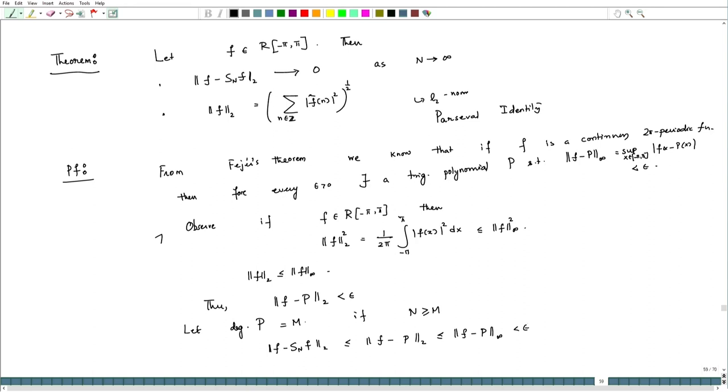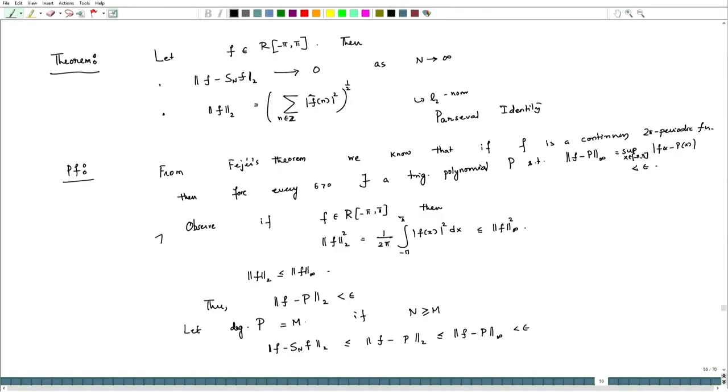So, by proving that S_n f is the closest trigonometric polynomial among all trigonometric polynomials of degree less or equal to N, we have arrived at this: the 2-norm of f minus S_n f goes to 0 as n goes to infinity.